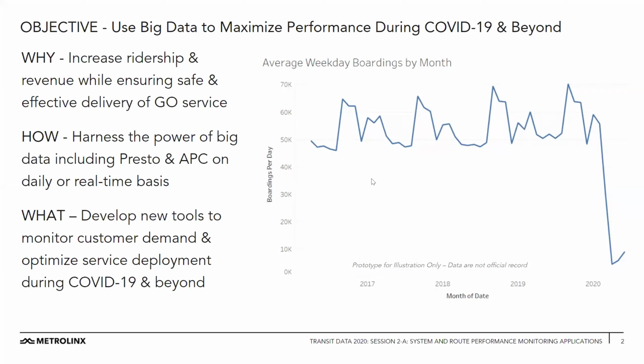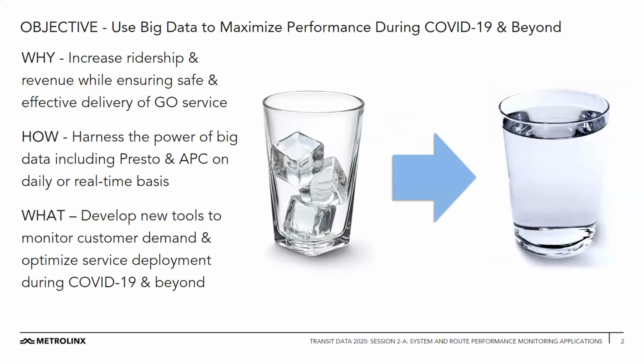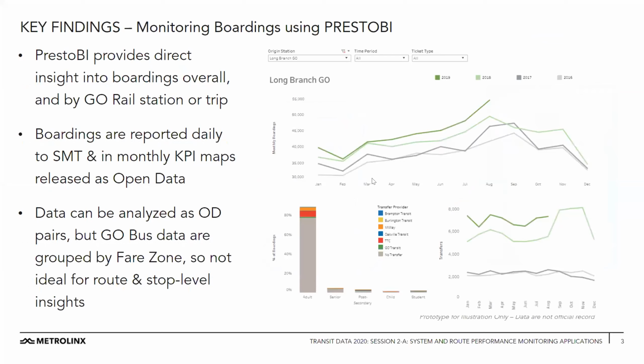So taking data that's really hard to digest and understand, and interpreting it to make wisdom or actionable knowledge out of it. Just a background, our fare card system, the Presto, has a platform called PrestoBI. We can analyze ridership information at a rail station, for example. Here you see a Long Branch year-over-year comparison. And the boardings are reported to our senior management now on a daily basis, so they are very in touch with our COVID response.